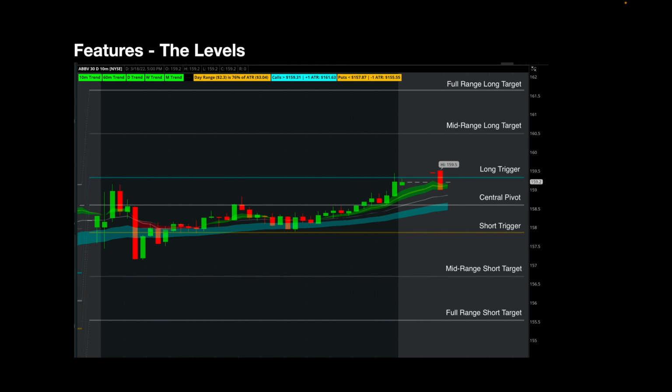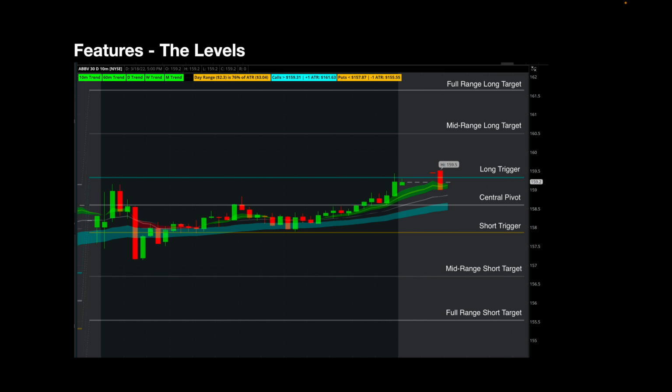All right, talking through the features. Here are the levels. From top to bottom, there's a full range long target at +1 ATR, the mid-range long target at +61.8% of 1 ATR, and the long trigger, which is at 23.6% of ATR. Those are both Fib levels, the long trigger and the mid-range long target.